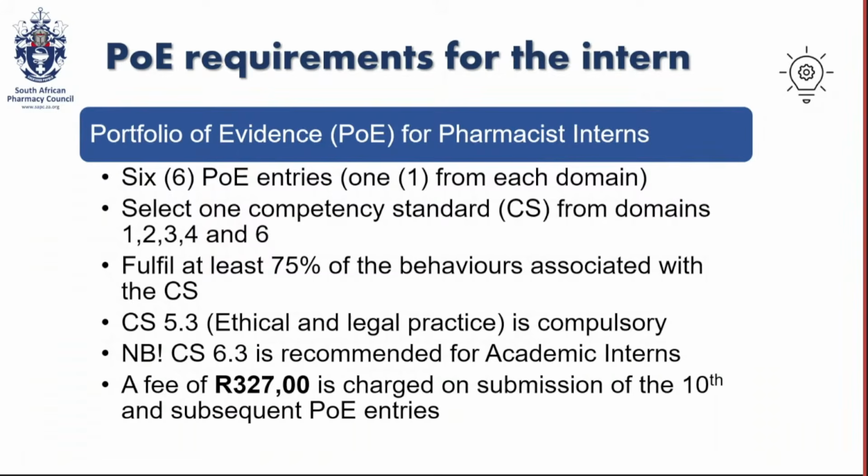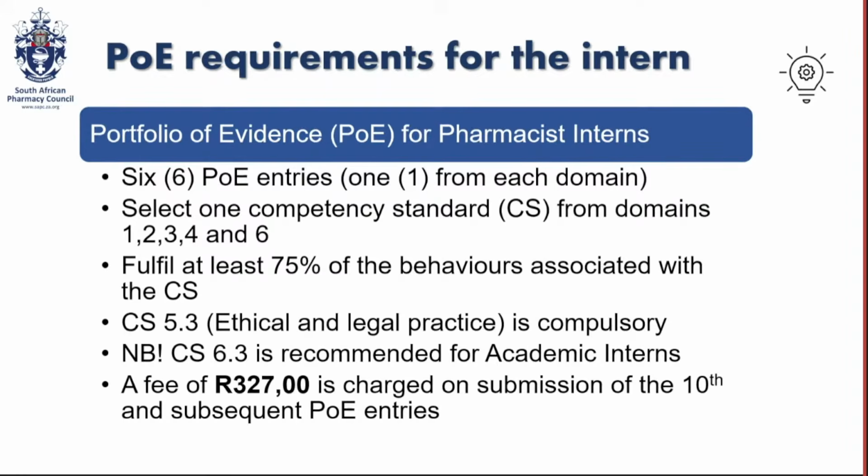What are the portfolio of evidence requirements for the intern? We'll go into detail in the next few slides, but just to give you an overview. There are 6 domains within the competency standards, and you'll see that in the intern manual. We need 6 portfolio entries, one from each of the domains. Sorry, the 6 domains, not 6 competency standards. Each domain has multiple competency standards, and the intern has to choose one competency standard from each domain. And 5.3 is the only compulsory one, which is the ethical and legal practice. They need to select one and fulfill at least 75% of those behaviors associated with the competency standard that they've chosen. And competency standard 6.3 is recommended for academic interns only.